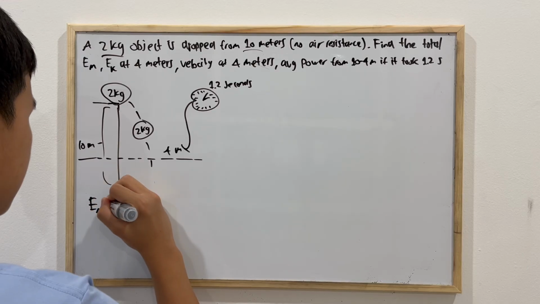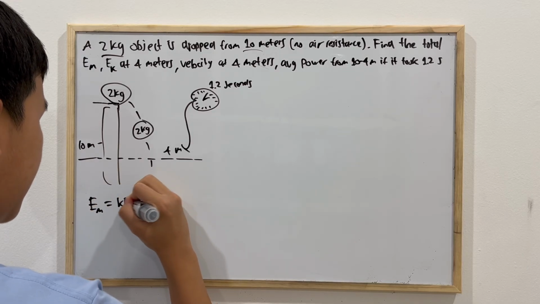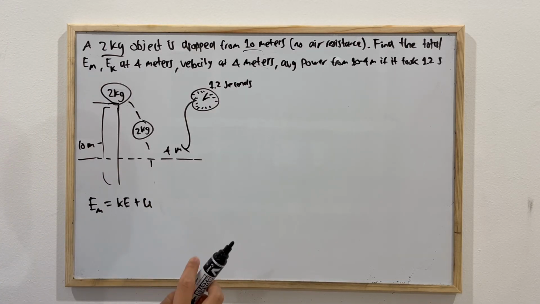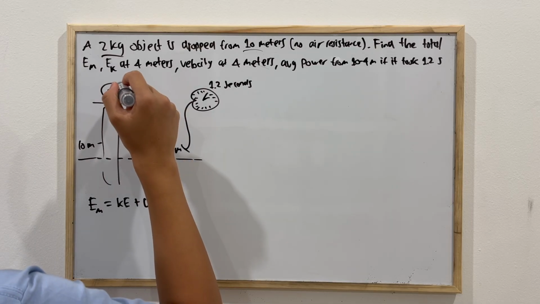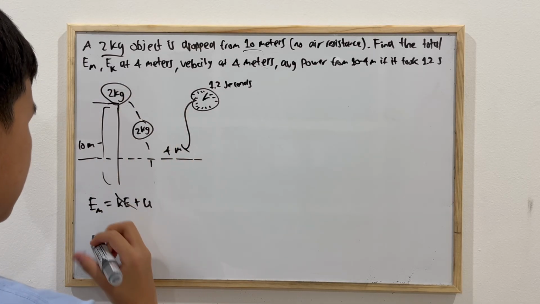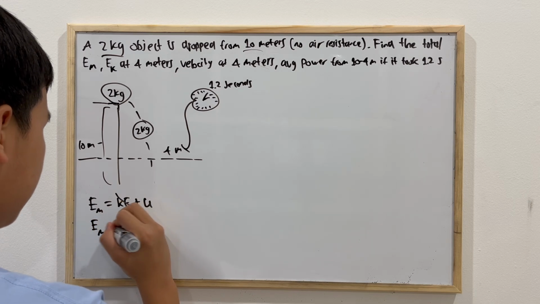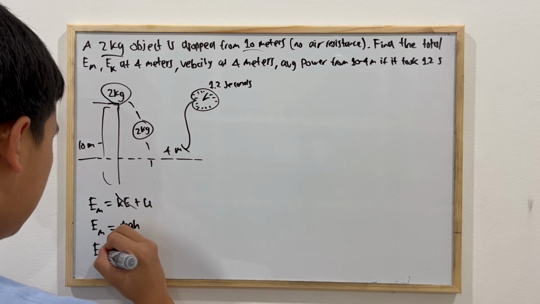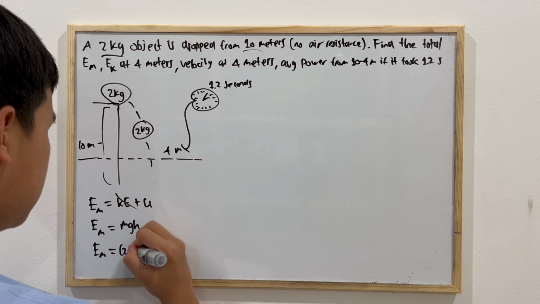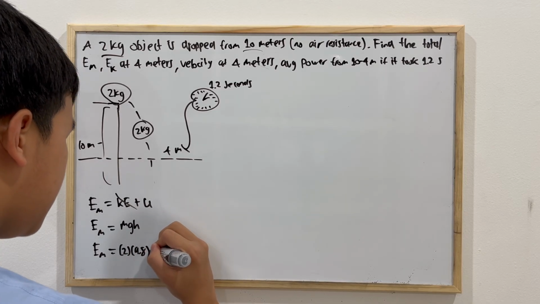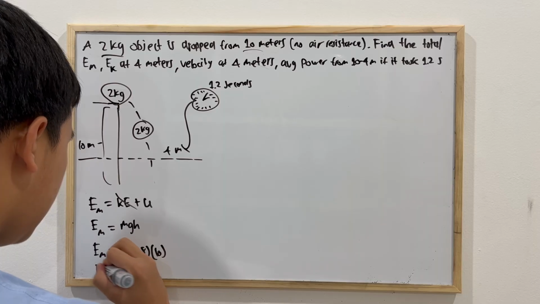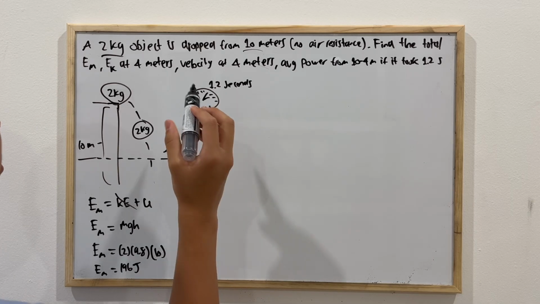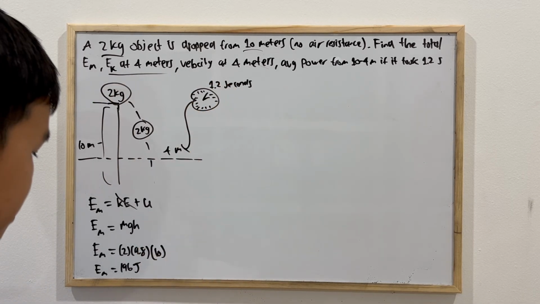We know that the total mechanical energy equals kinetic energy plus any potential energy. But since we're assuming 100% conservation, we're just going to take the point with this energy here, which is only potential energy, so we can cancel out the kinetic energy. So we have mechanical energy equals mgh, which is 2 times 9.8 times 10, and our answer is 196 joules. Now, the question is asking us for the kinetic energy at 4 meters.